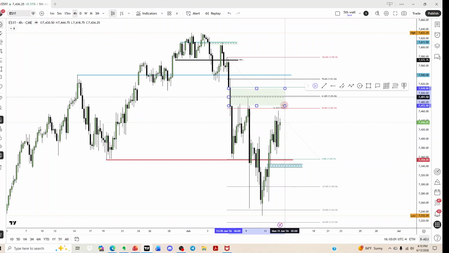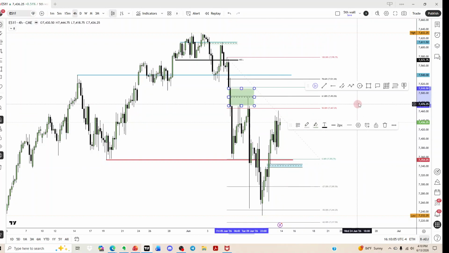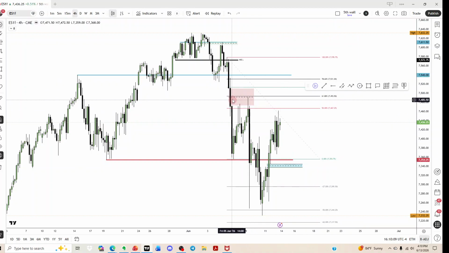So we got internal range above 50%. So that's a premium array, bearish. We have this consolidation here. And this bearish fair value gap here. Price traded into it. Short. So we got internal range, external range.